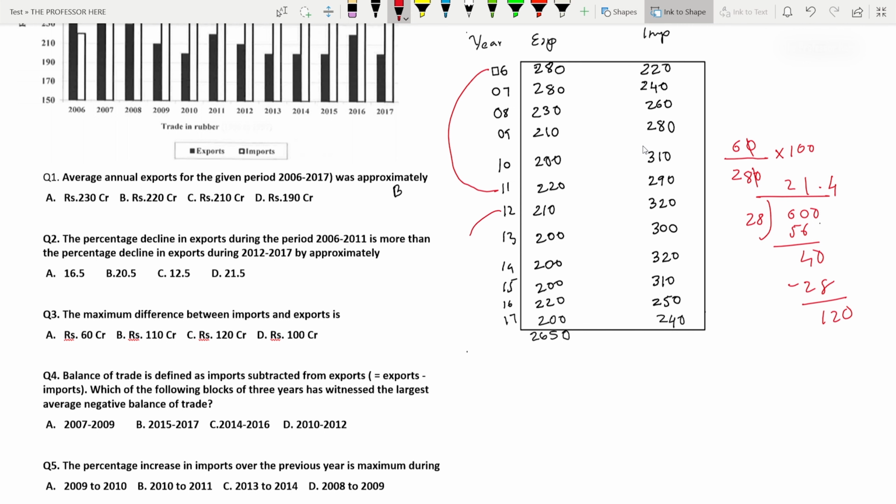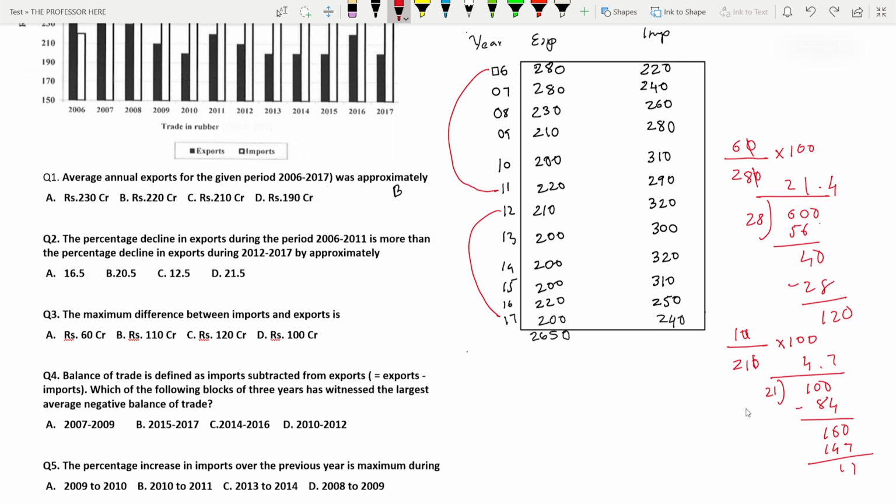So in 2012 it was 210. It declines to 200. So there's a difference of 210 minus 200, 10, divided by 210 into 100. So that becomes 100 divided by 21, which is 4.7. So 4.7 is the answer for the second part of the question.